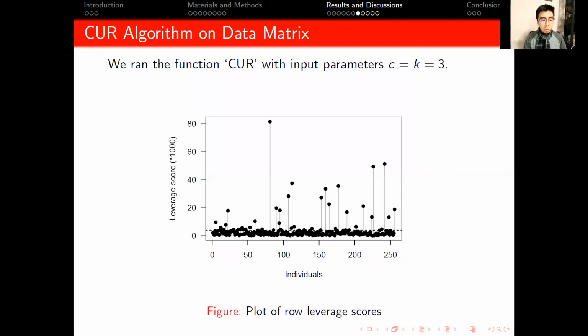Unlike PCA, we must provide the CUR algorithm with the values C and K. To improve the efficiency of the CUR algorithm with respect to PCA, we ran the function CUR with input parameters C equal K equal 3. Recall that the data matrix is decomposed into three matrices, C, U, and R. Here is a plot of the raw leverage score.